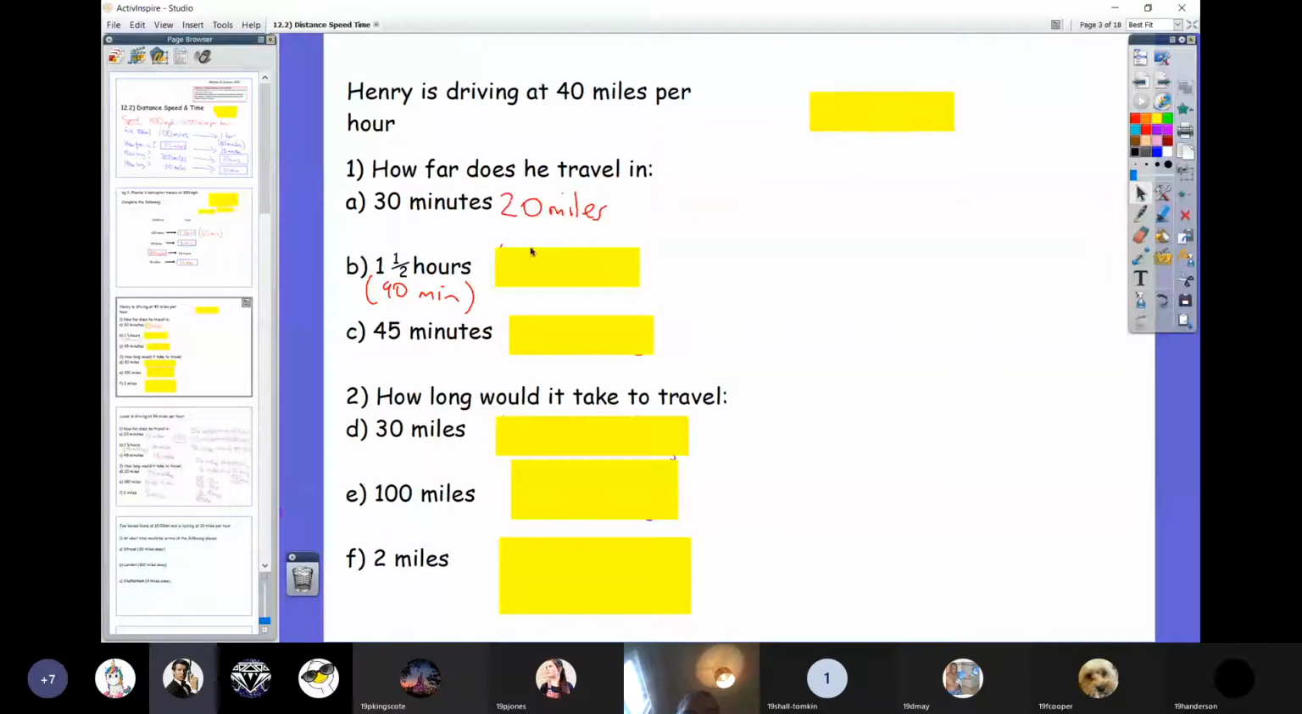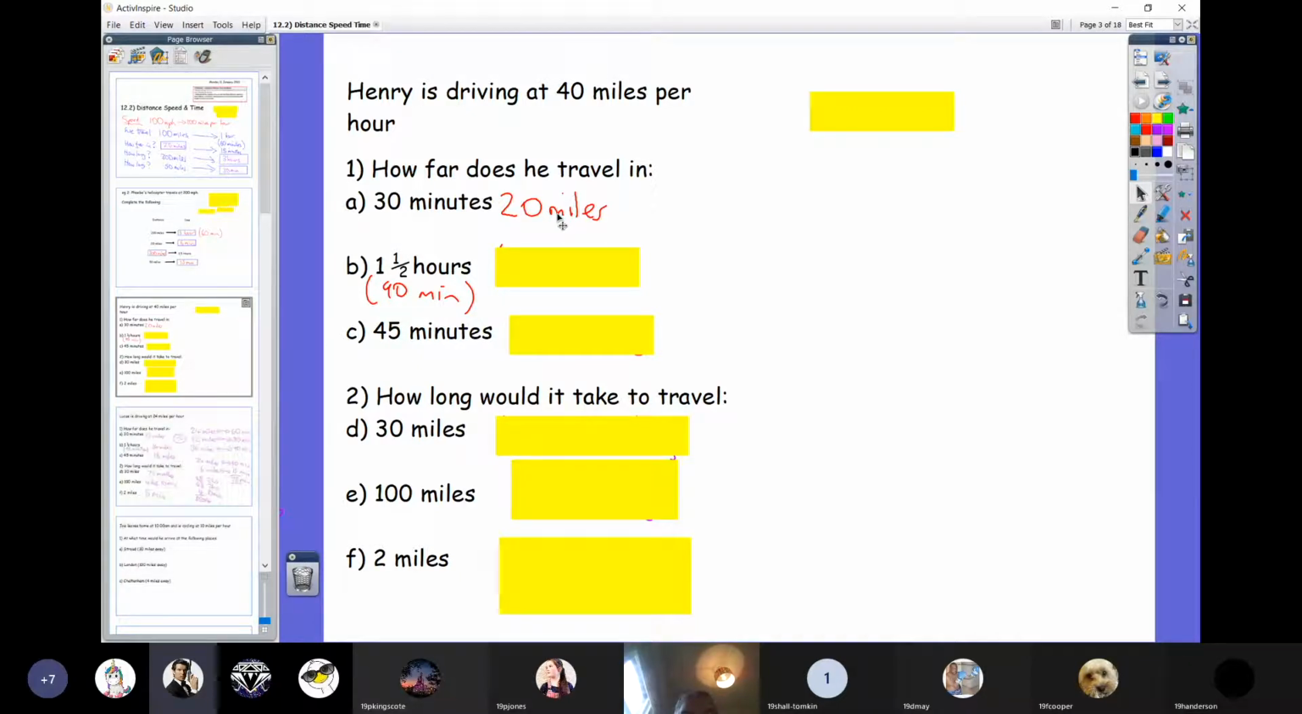Now, how far would he go in 1.5 hours? Well, again, it's just proportional skills. 1.5 hours is 90 minutes. So I think it would be easier to work that out knowing the 30 minutes, wouldn't it? It's 3 times as long, so he will go 3 times as far. 3 lots of 20 miles is 60 miles.